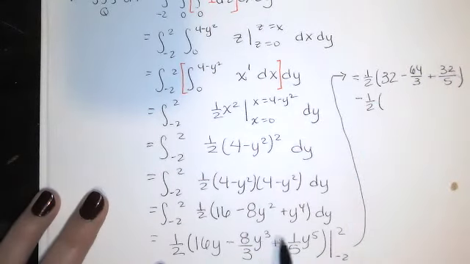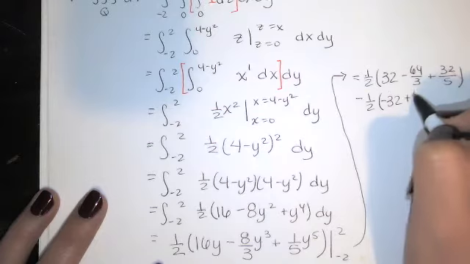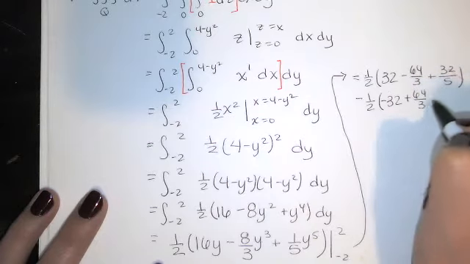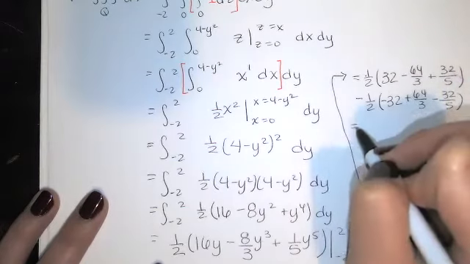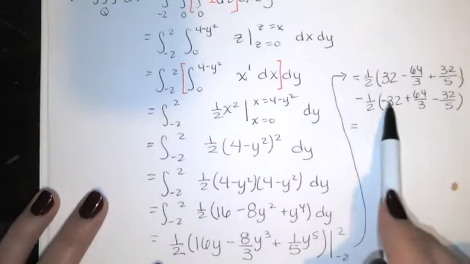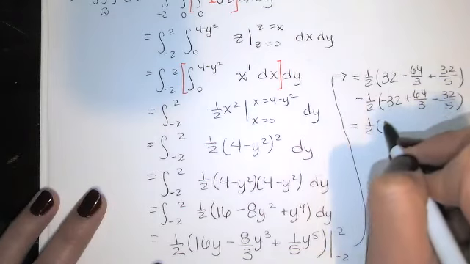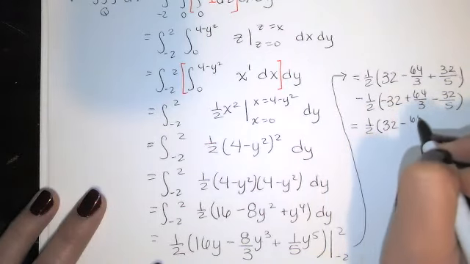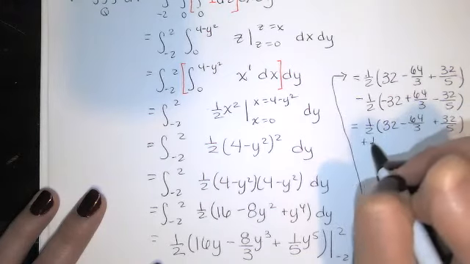Notice that all of these exponents are odd, so we're going to get exactly the same answers that we got the first time, but times -1. So we're going to get -32 plus 64 over 3 and minus 32 over 5. And then since we're subtracting that something negative, see what happens if we distribute that negative through.